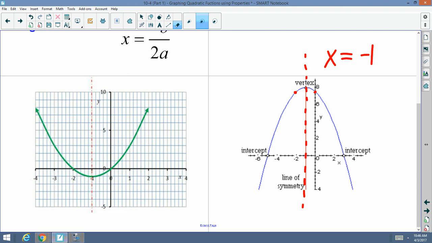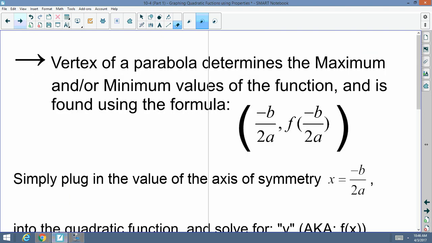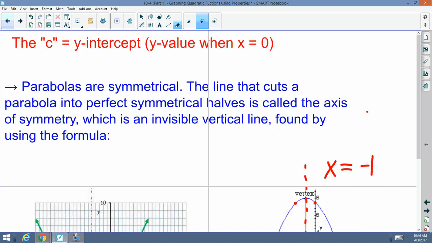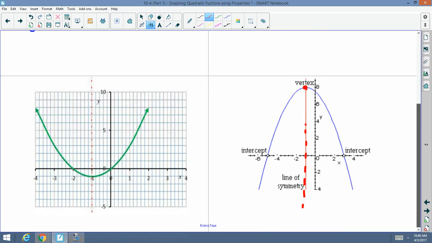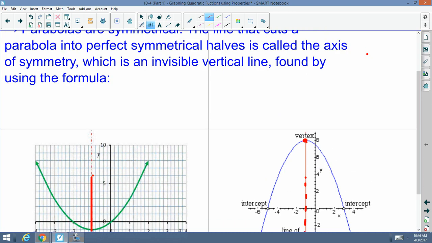Thank you. Okay, next, the vertex. The vertex, guys, is the point that is either the maximum or the minimum of a parabola. If we go back here, that's the vertex, right there. This point right here, that's the vertex. Down here, this is my vertex. Oh, sorry about that.